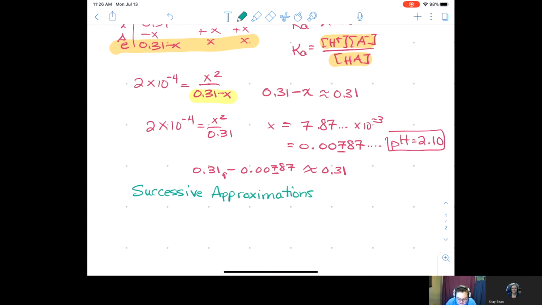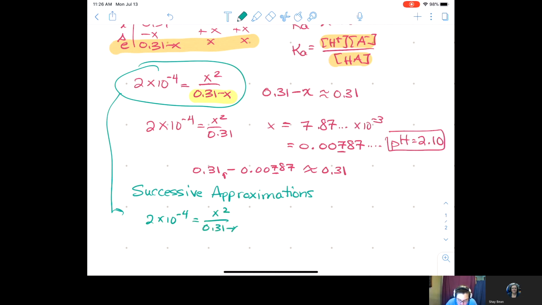This is the method of successive approximations. It looks like an awful lot of double letters, but I think that's right. Essentially what the method of successive approximations says is come back to this original equation: 2 times 10 to the minus 4 equals x squared all over 0.31 minus x.